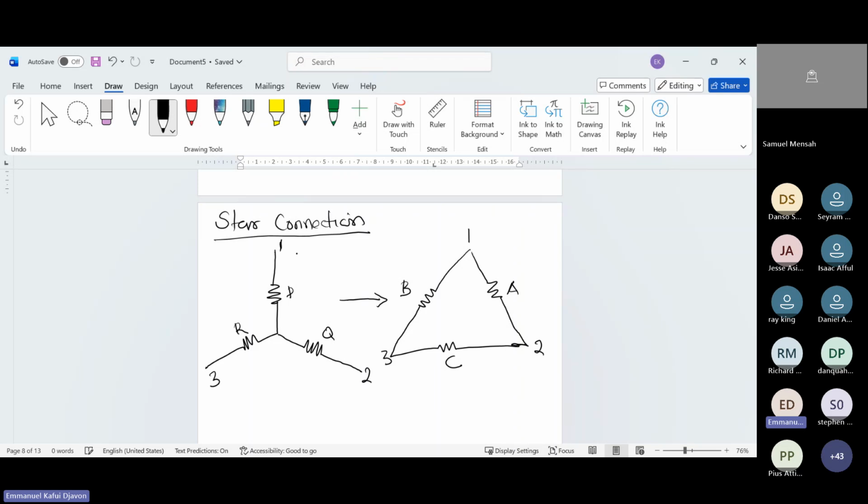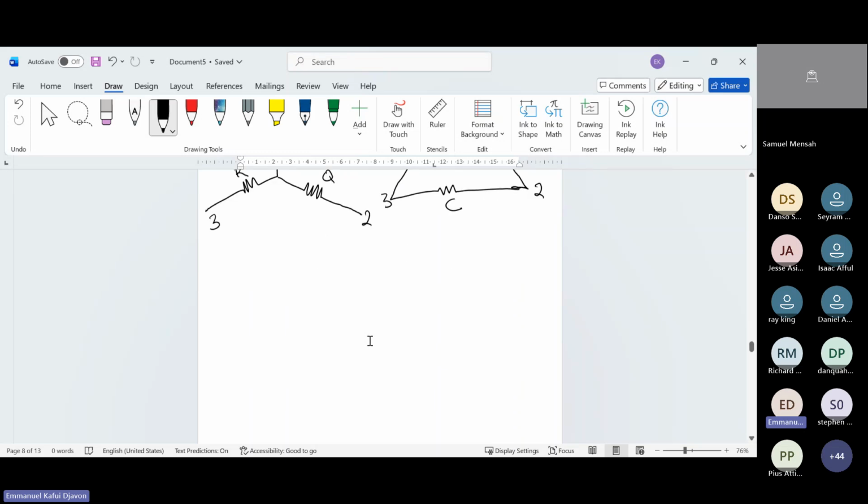and we can convert delta to star. I believe you can see what I'm doing on the board. Yes, sir. So we can convert the star to delta, and also the delta to star. So the question now is, how do we achieve this?